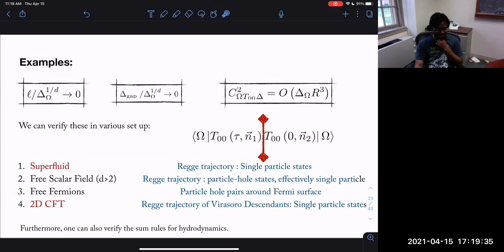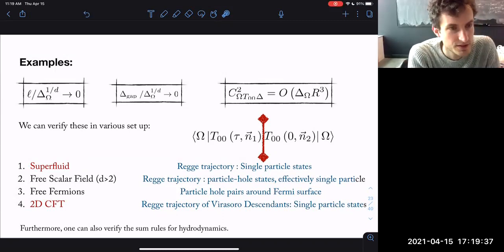So for the sake of time— Sorry to interrupt again. I just have a quick question. So in 2D CFT, you had already proved something stronger, no? That the gap has to be smaller than 1.